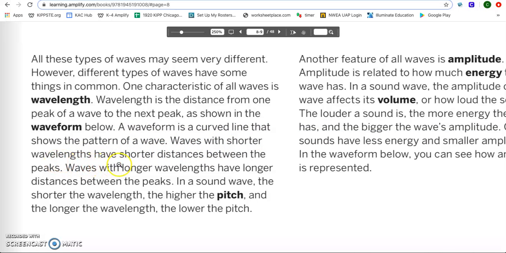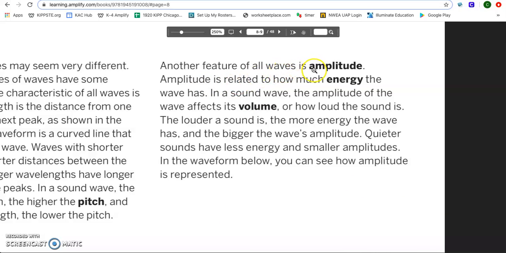Waves with shorter wavelengths have shorter distances between the peaks. Waves with longer wavelengths have longer distances between the peaks. In a sound wave, the shorter the wavelength, the higher the pitch, and the longer the wavelength, the lower the pitch.